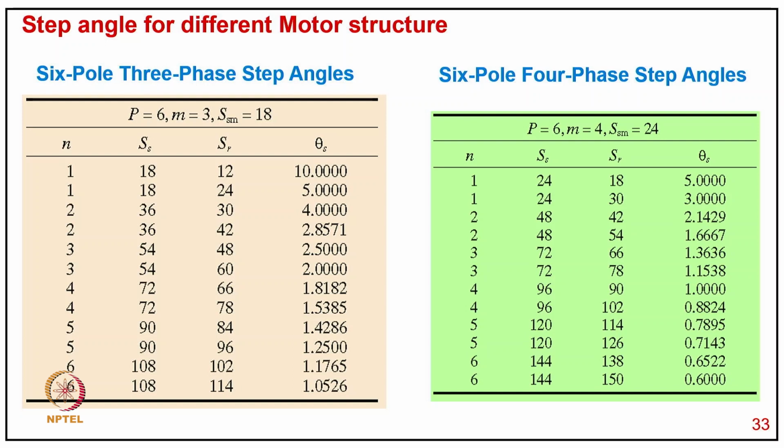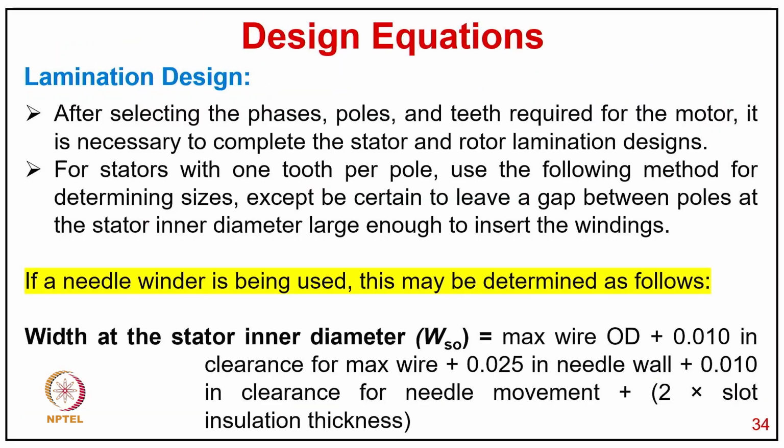Similarly 6-pole 3-phase step angle, P equal to 6, M equal to 3, and SSM equal to 18. So if N goes typically 1 to 6, then theta equal to 10 degree to 1.056 degree. And for 6-pole 4-phase step angle, P is equal to 6, M equal to 4, and SSM equal to 24. So varying N equal to 6, you get the step angle 5 degree to 0.600 degree.